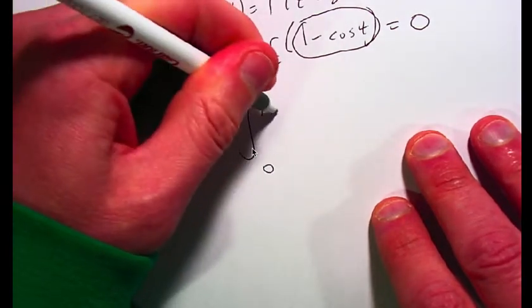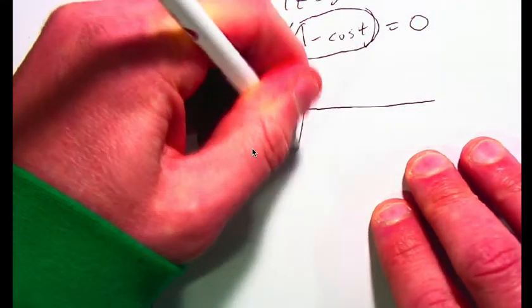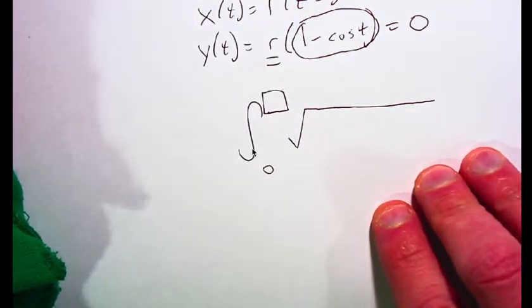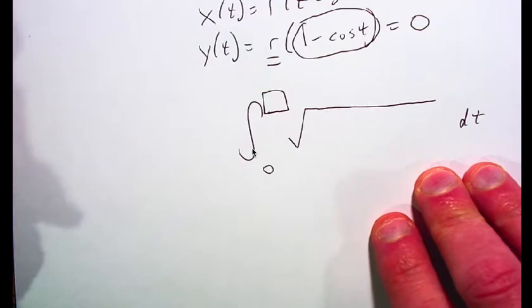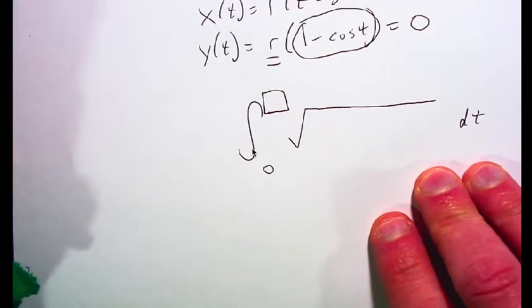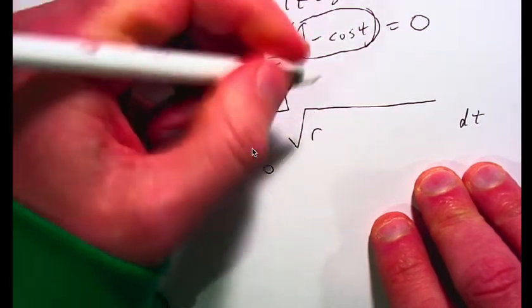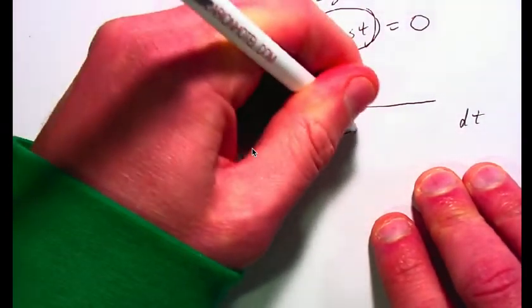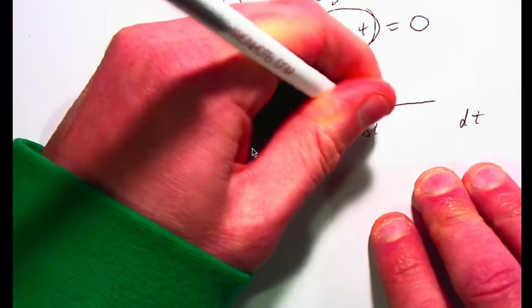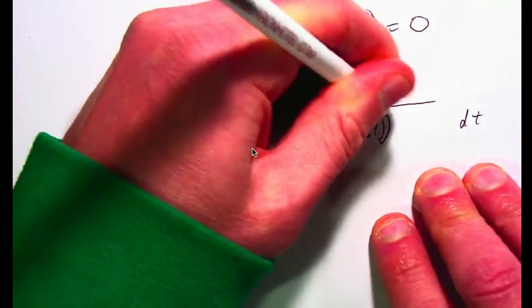First we need to know how long the cycle is, and so that's going to go in the upper bound of the integral. And then the arc length formula is the integral of the length of the velocity vector, basically. And so to do that, we're going to take x prime, and that's going to be r times 1 minus cosine t, and then we have to square that whole thing.